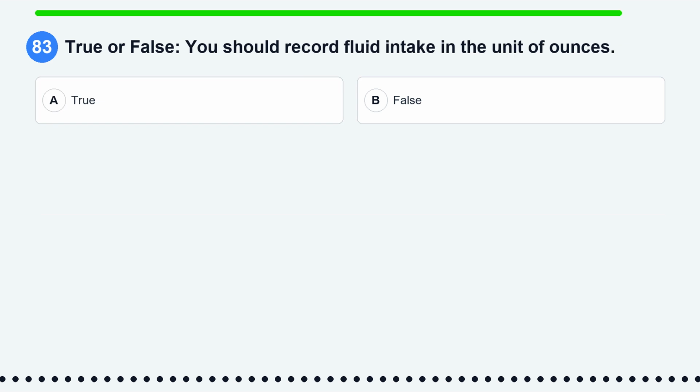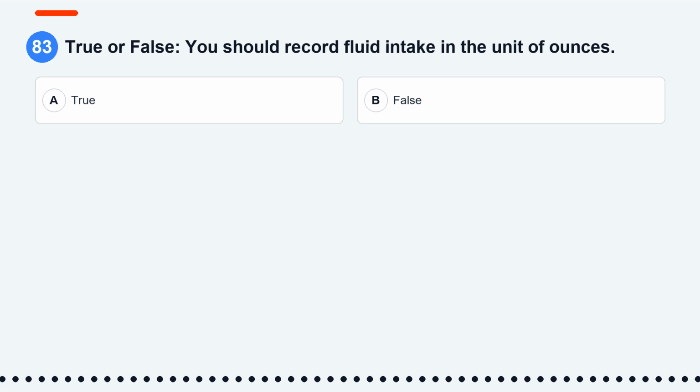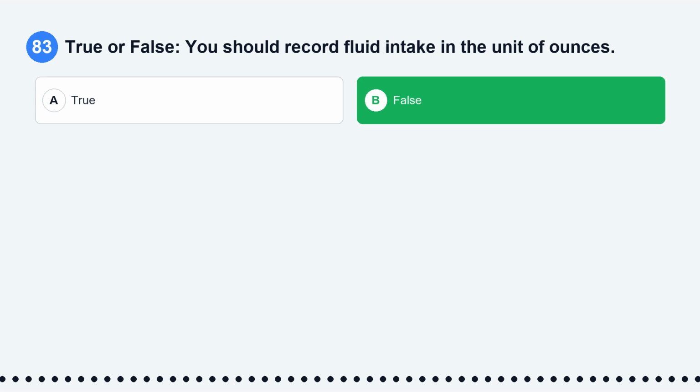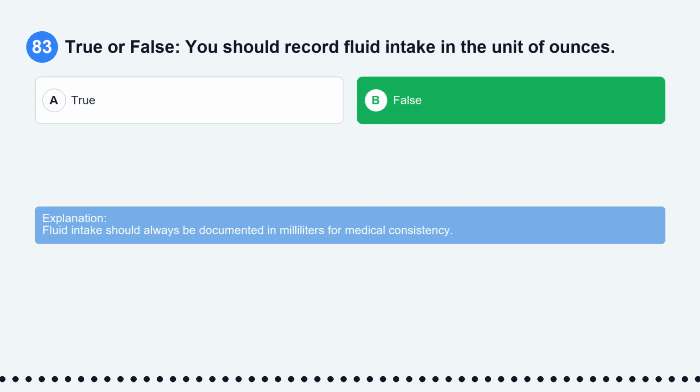Question 83. True or false, you should record fluid intake in the unit of ounces. Option A, true. Option B, false. The correct answer is option B, false. Fluid intake should always be documented in milliliters for medical consistency.